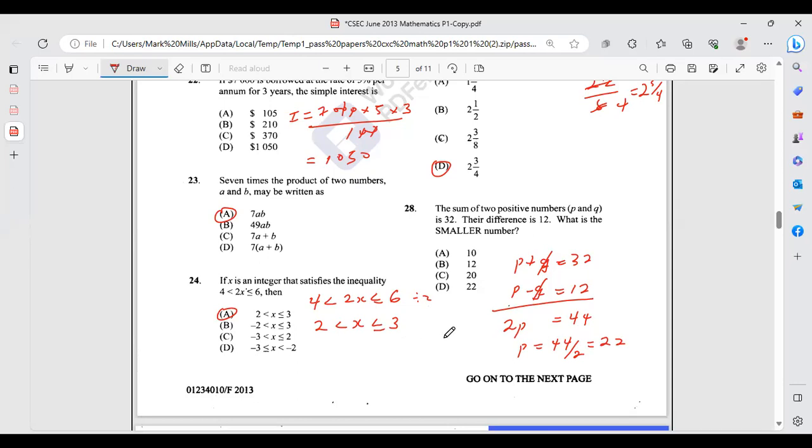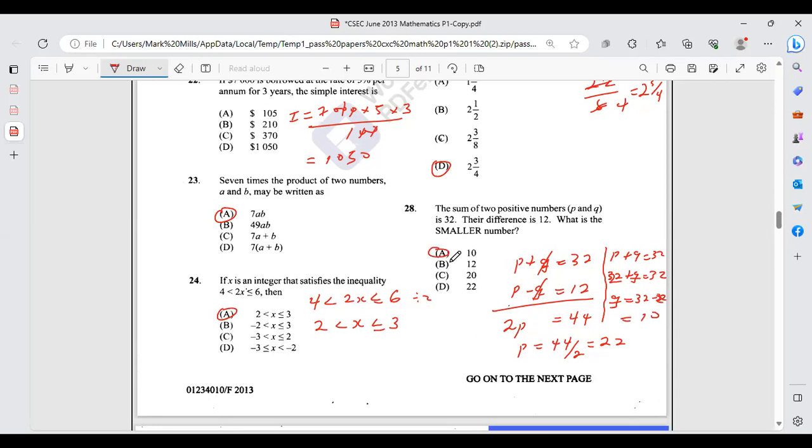They asked me to find the smaller number. What will I do now? Let's check something. P plus Q should give me 32. So if P is 22, that means Q will be 32 minus 22, which gives me 10. So the answer is A.